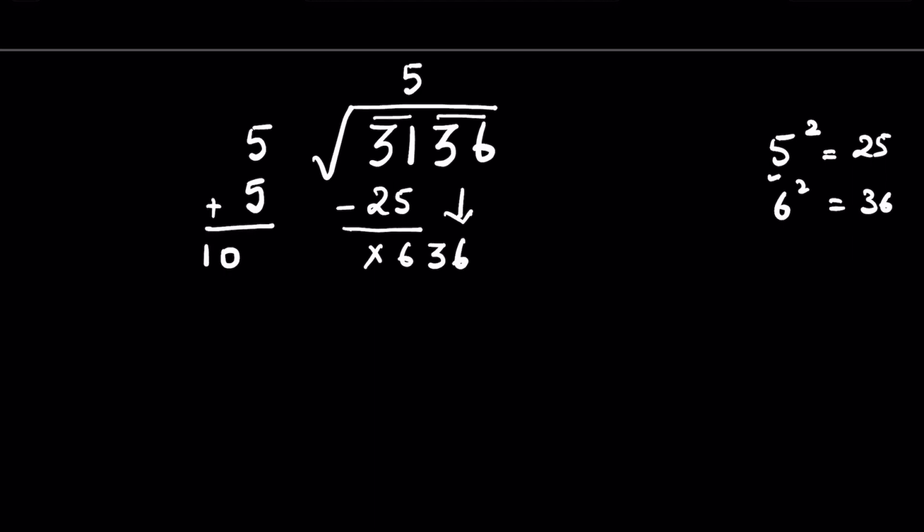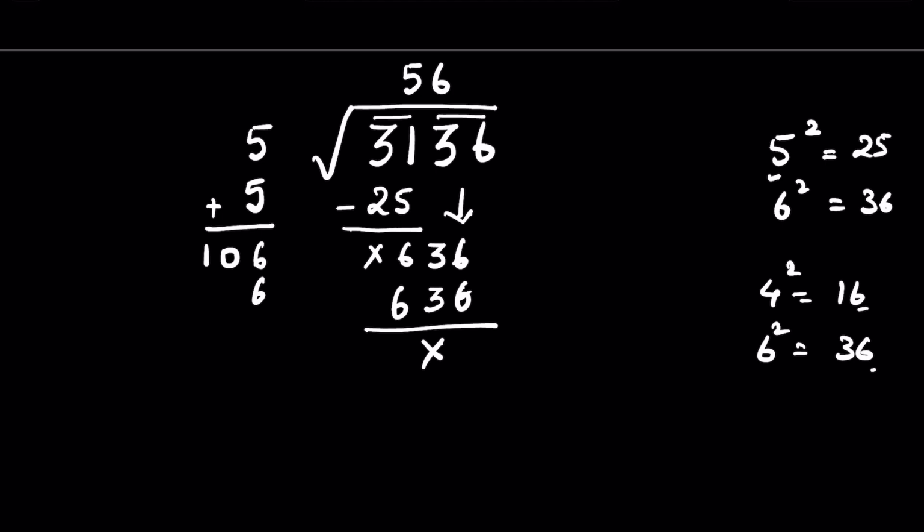Now which number has 6 at its end when squared? So 4 square is 16 and 6 square is 36. Both have 6 at the end. If you start with 4, that will be much less than 636. So we will do it with 6. So 6 times 6 is 36. Write 6. 3 carry over. 6 times 0 is 0 plus 3, and 6 times 6 is 36. So answer is 56. Add these two and complete it. If you check, 112 is double of 56. So 56 is your answer.